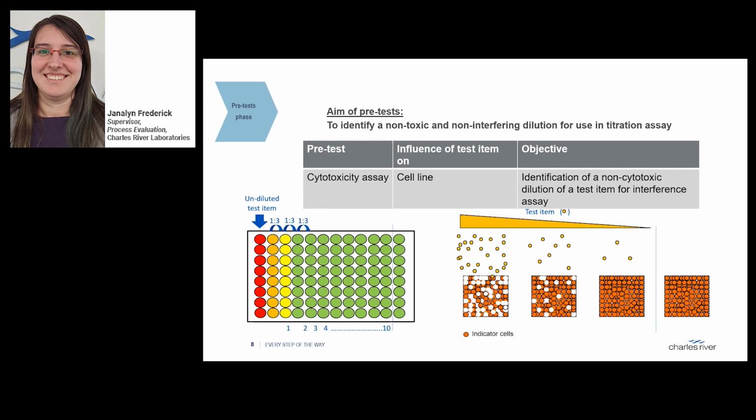Once we find the non-cytotoxic dilution, we move on to interference. If you look at the bottom corner at the example plate, you can see the undiluted test item is shaded red for the first column, and as we go across, it gets closer to green. We would consider green the first non-cytotoxic dilution, and that would be the dilution used and moved on to the interference step.